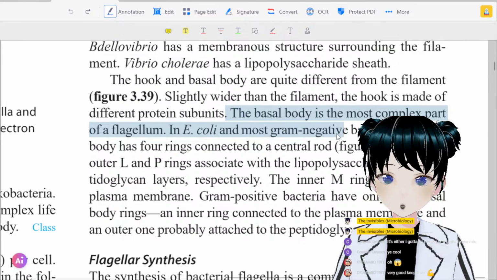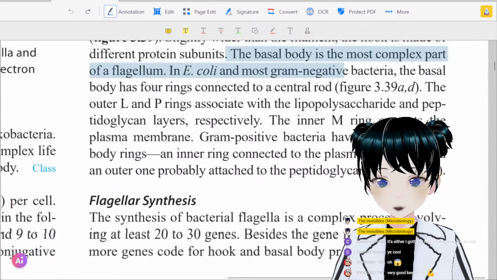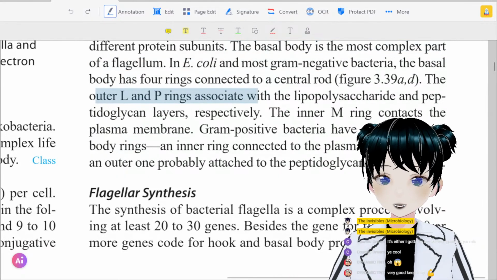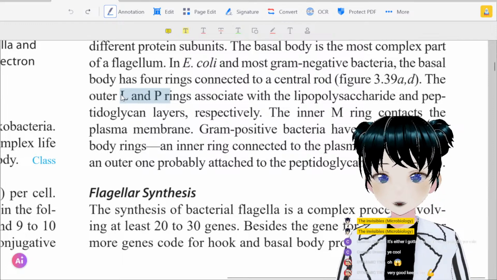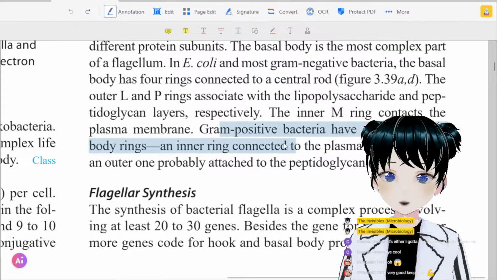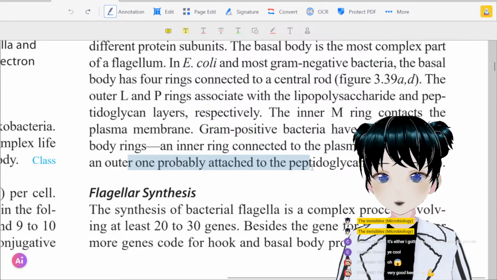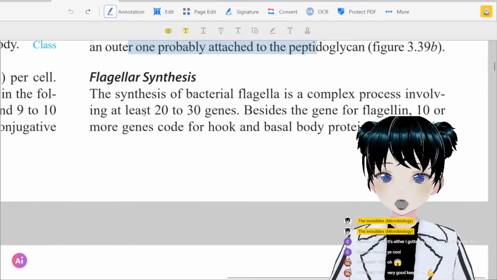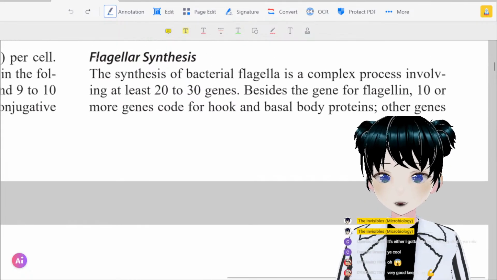In E. coli and most gram-negative bacteria, the basal body has 4 rings connected to a central rod. The outer L and P rings associate with the lipopolysaccharide and the peptidoglycan layer. That means the outer layers are associated with the L and P rings. The inner M ring connects to the plasma membrane. Gram-positive bacteria have only 2 basal body rings, the inner ring connected to the plasma membrane and the outer one probably attached to the peptidoglycan. Probably means they're not sure about that. So it's just as we studied, as we've seen in the diagram, so no need to go into detail.